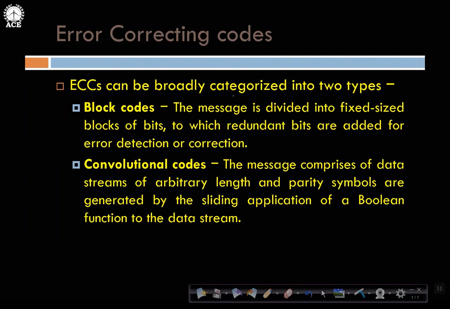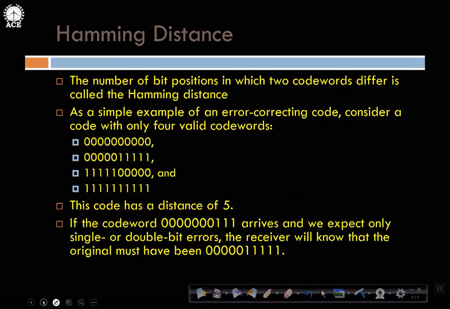So error correcting codes are broadly categorized into two types. Block codes means the message is divided into fixed size blocks of bits to which redundant bits are added, like the Hamming method. Convolutional code, the message comprises data streams of different length and parity symbols are generated by the sliding application of a boolean function to the data stream. We will see later. Convolution also I will show you one particular code. Okay, so two types.